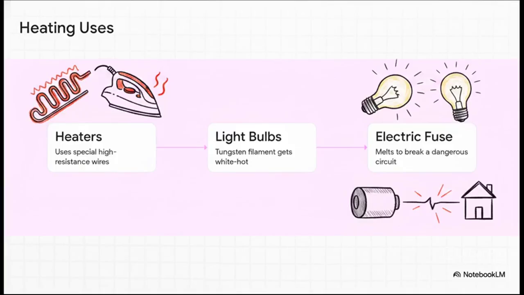And step 3, the humble fuse. This is a genuinely brilliant safety device. It's a wire with a purposely low melting point. If a dangerous amount of current tries to flow into your house, the fuse gets hot, melts, and snaps the circuit, literally saving your home from a fire.